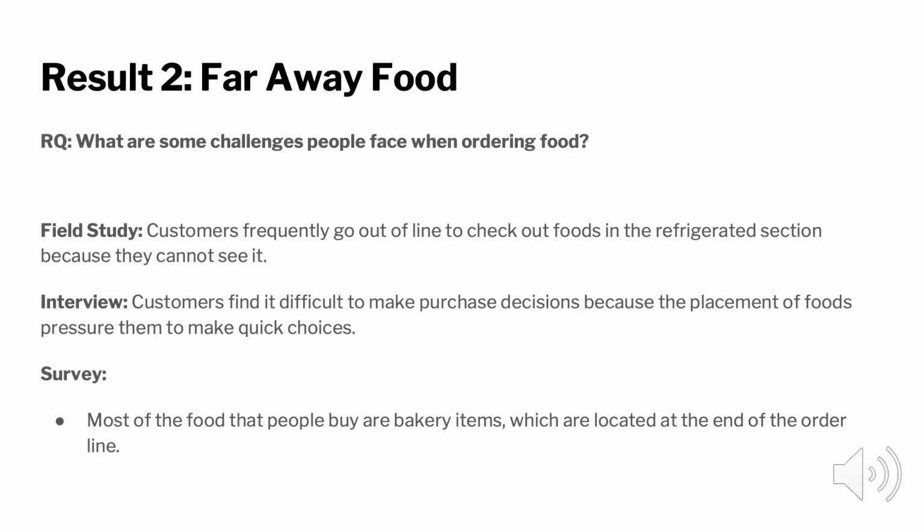Now, my survey shows that most of the food that people buy are bakery items, which are located at the end of the order line. This tells me that since the placement of the foods around the hub Starbucks directly affects productivity and customer satisfaction, the bakery items are the most important food to focus on for my redesign.